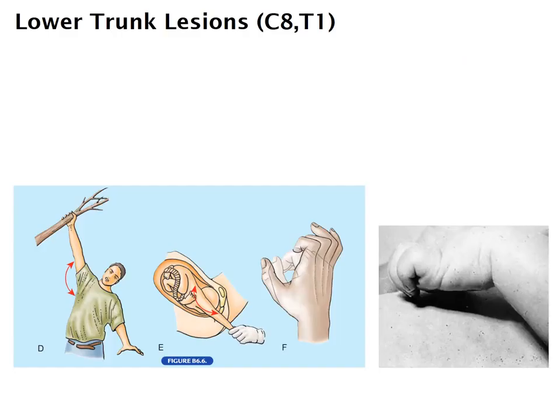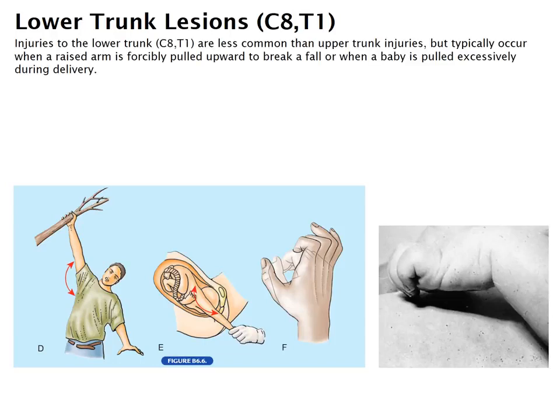It is also possible to injure the lower trunk of the brachial plexus by overstretching one's arm, which would affect the nerves derived from C8 and T1. Because the ulnar nerve is responsible for innervating the majority of the muscles of the hand, patients with Klumpke's paralysis tend to present with a claw hand deformity.